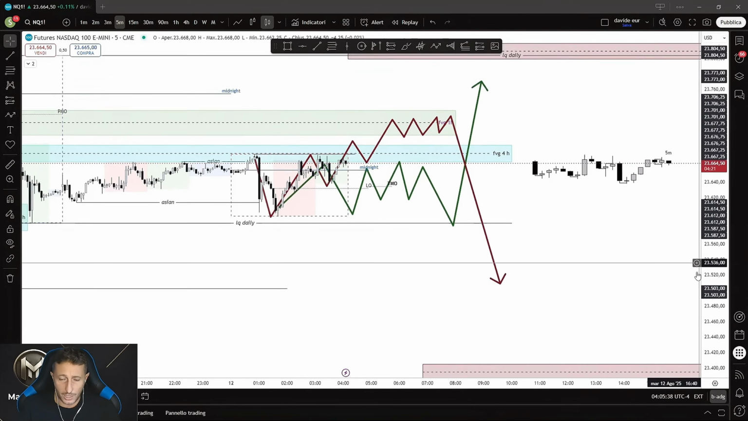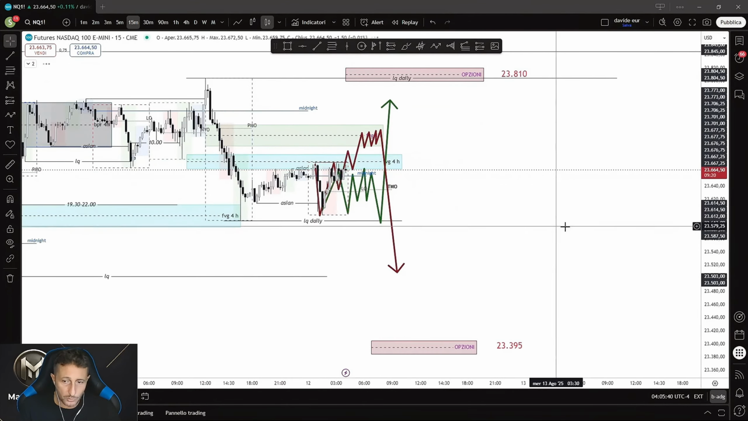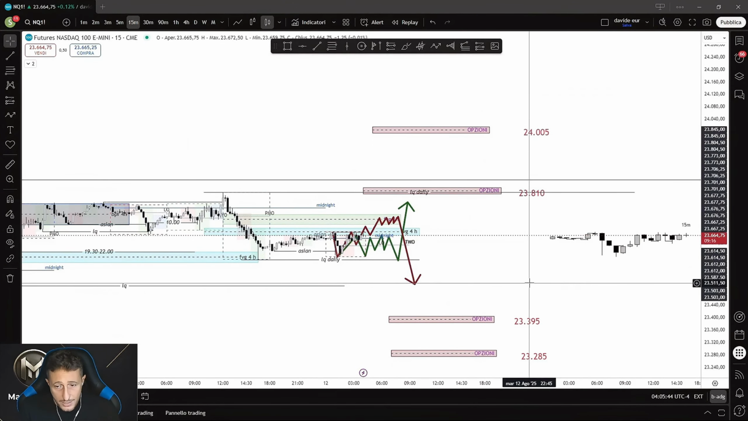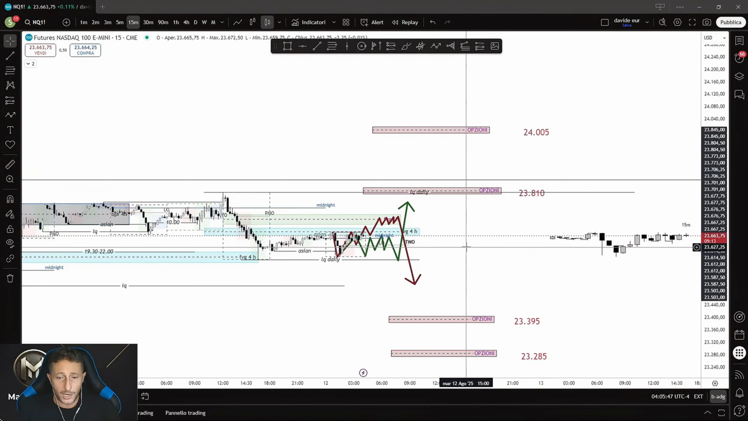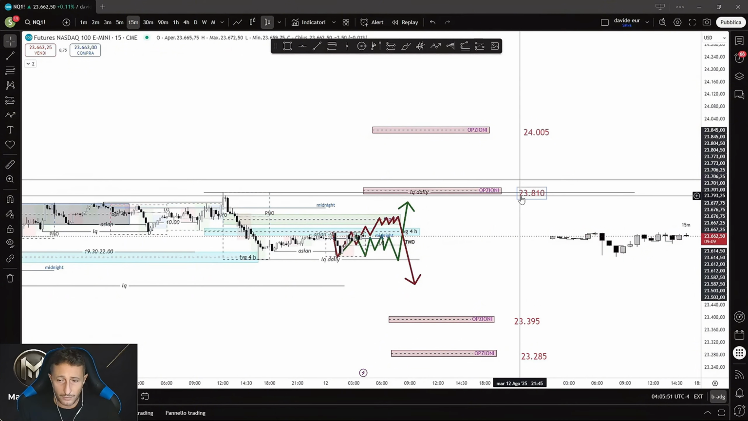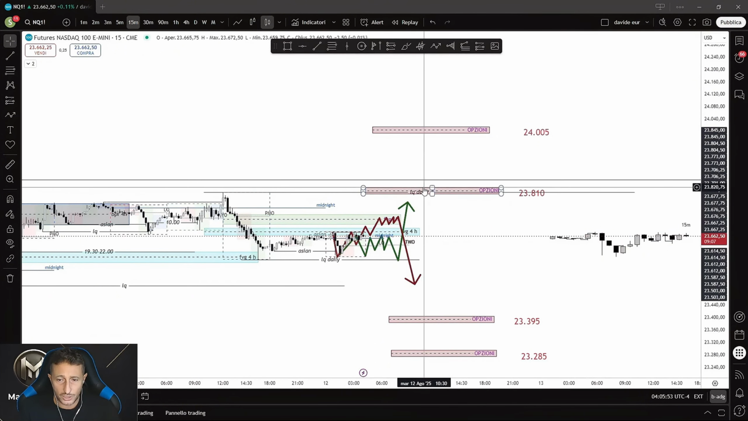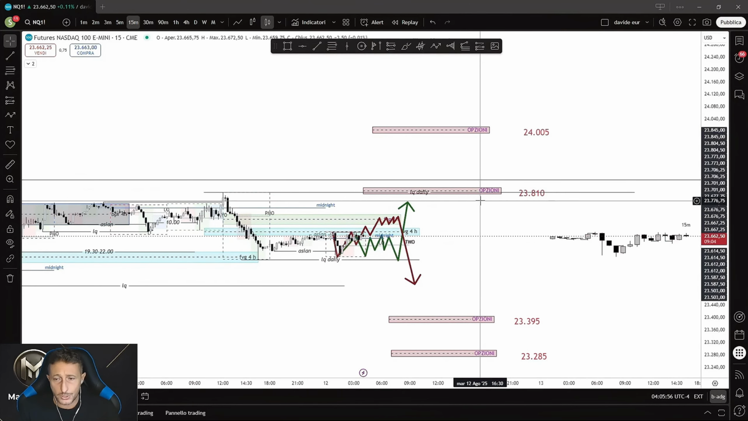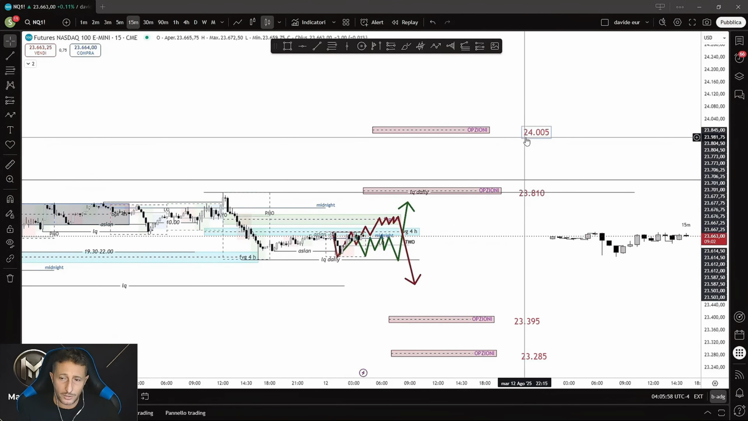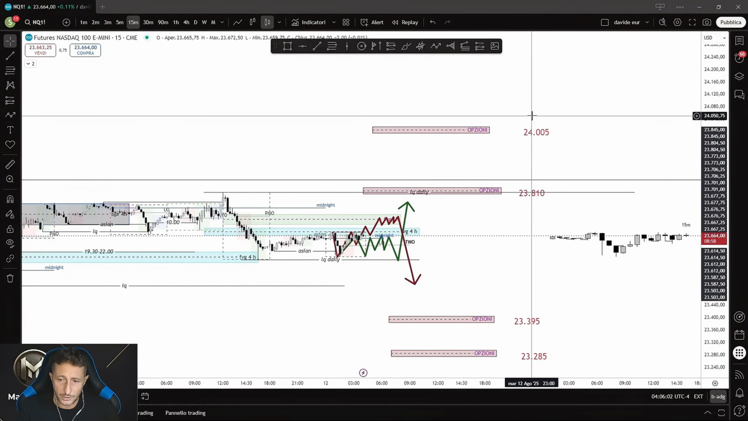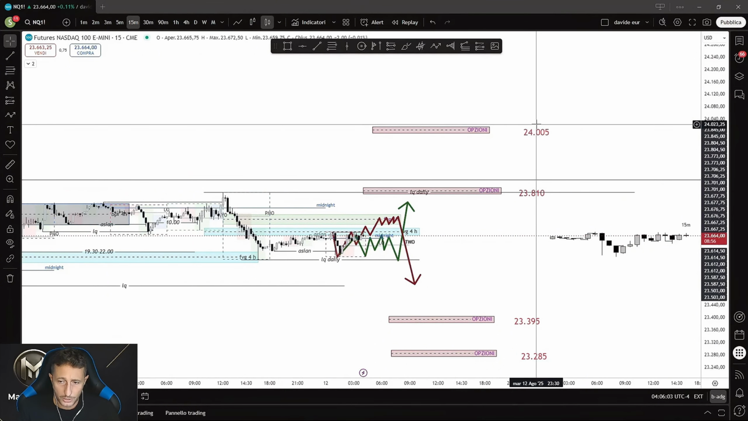What are the targets, guys? Let's switch to the 15-minute chart to see them clearly. I'll also give you the 0 DT zones, known as the option zones. We have the first long call at 23,810, the midpoint, 10 points above and 10 points below. The second is at 24,005, where you should set 10 points below and 10 points above.